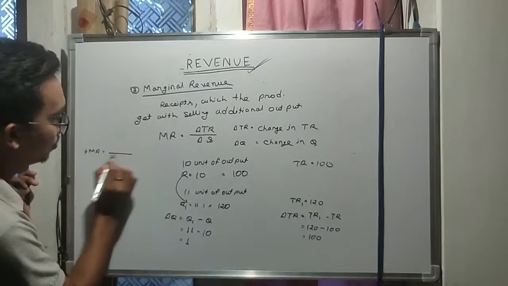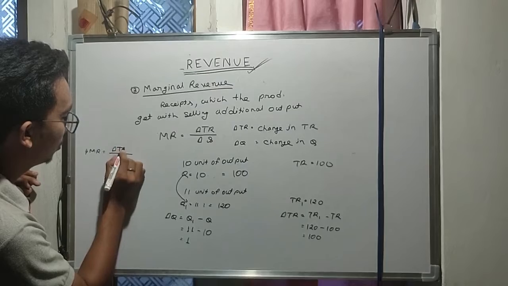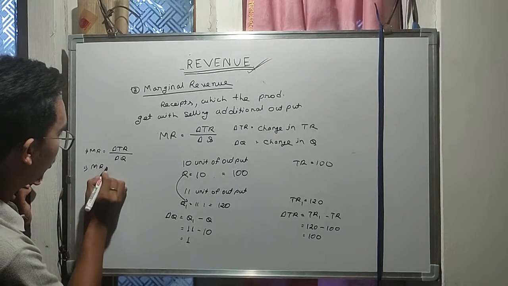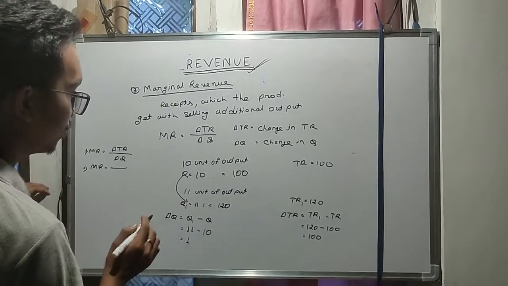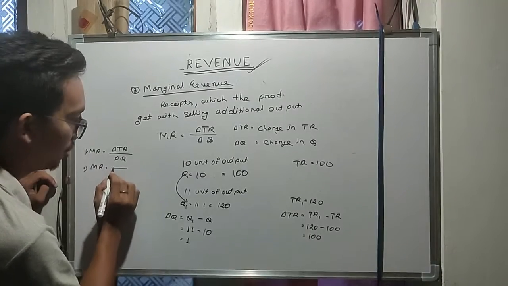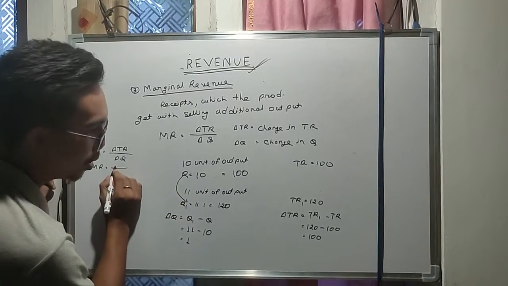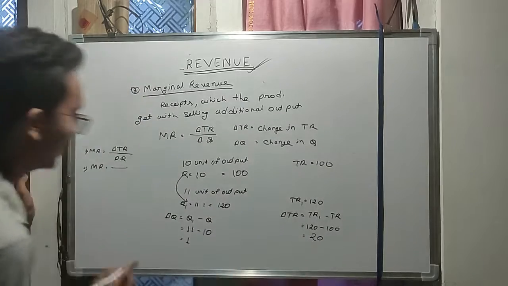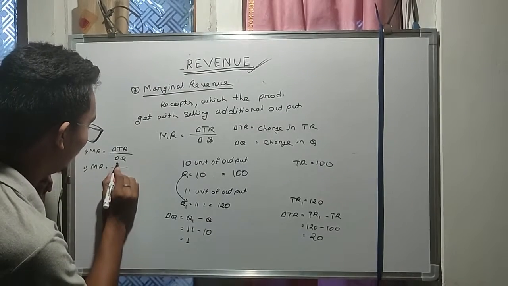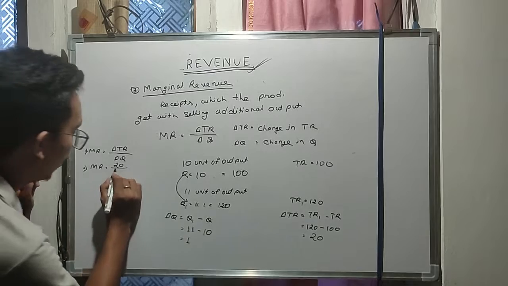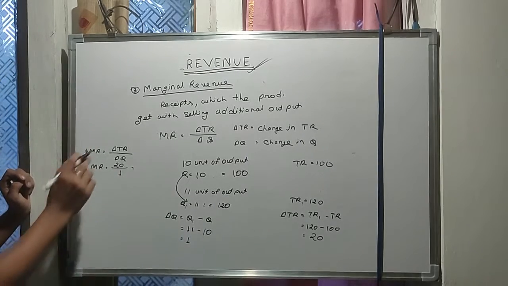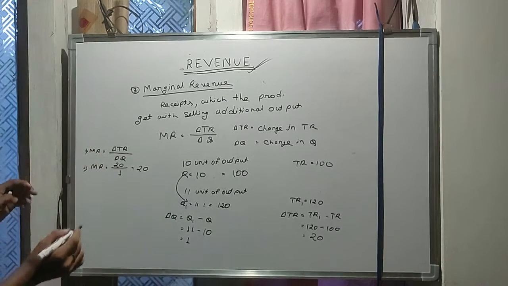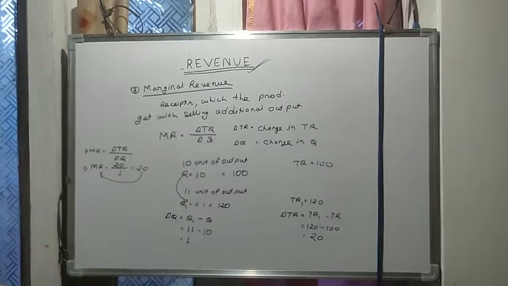So now we can write that MR equal to del TR by del Q. Del TR is not 100, it's 20. Sorry guys. Del TR means 20 and del Q is 1. If we divide 20 by 1, then we will get 20. So this is MR.